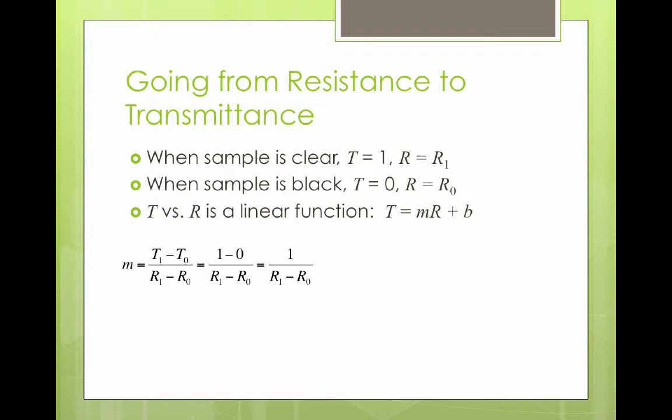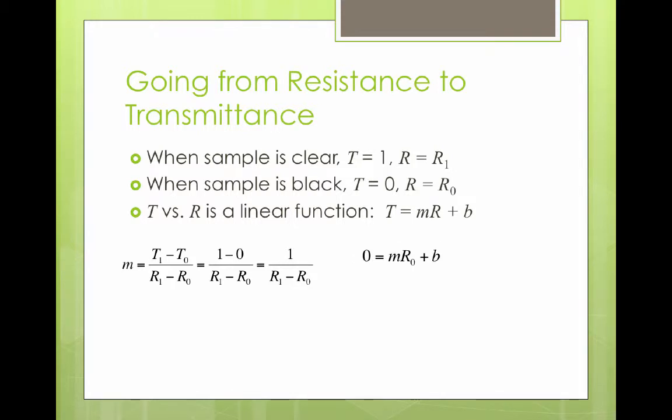So we start by calculating M, or slope. Because we have 2 points that we've measured, when transmittance is 1 and when transmittance is 0, we can solve for M. We're going to solve for M equal to T sub 1 minus T sub 0 over R1 minus R0. That's just a simple 2-point slope calculation. If we plug in the known values of T, we get 1 minus 0 over R1 minus R0, which just gives us a slope of 1 over R1 minus R0. We know R1 and R0 because we measured those.